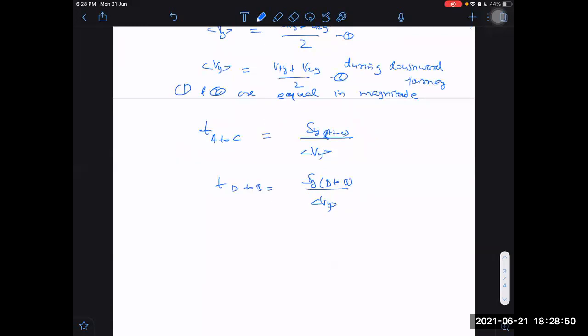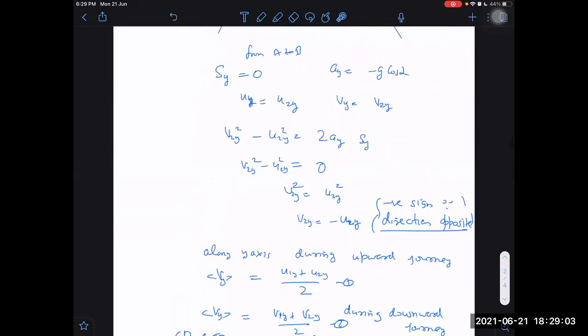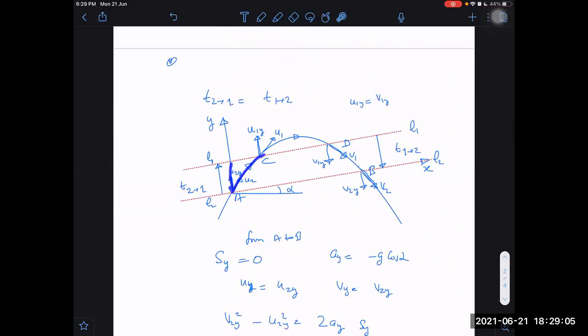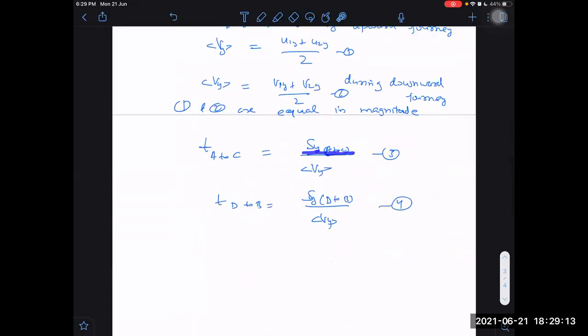Now I know from the third and the fourth equation, I can tell the denominators are the same. Denominators are the same, and numerators are also the same or not? What is the displacement along the y-axis from A to C? From A to C, the displacement along y, and from D to B, the displacement along y, are equal in magnitude. Direction is opposite. Yes. So these are equal in magnitude, direction opposite.